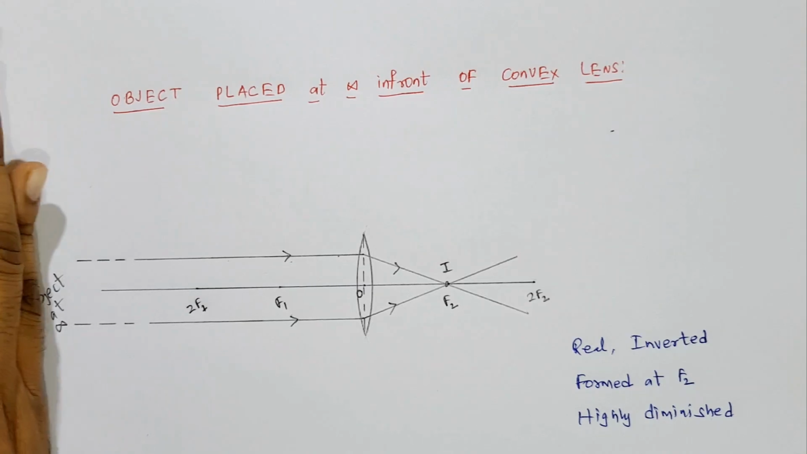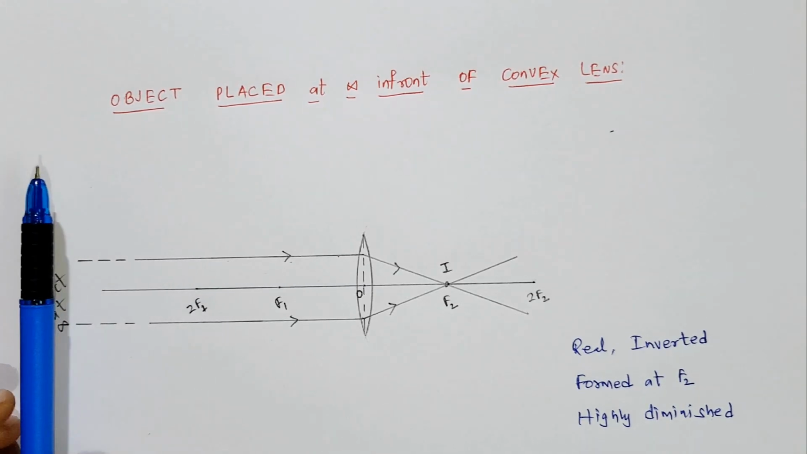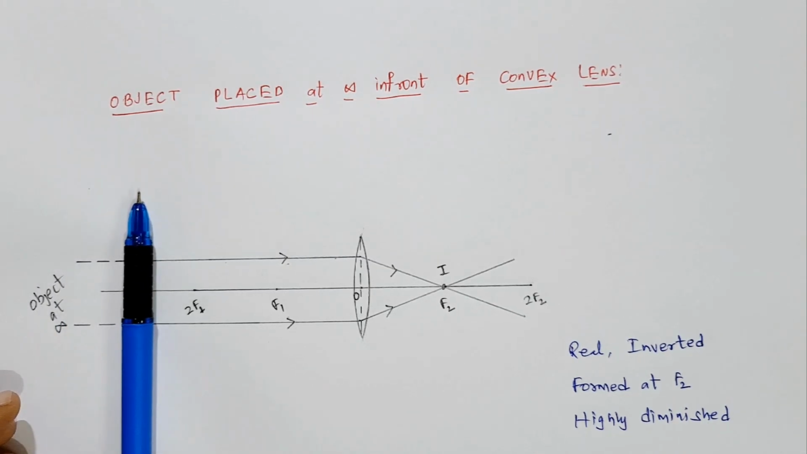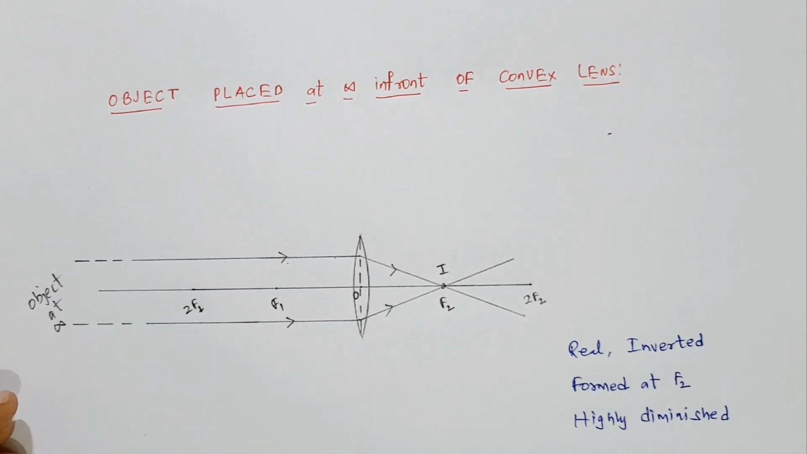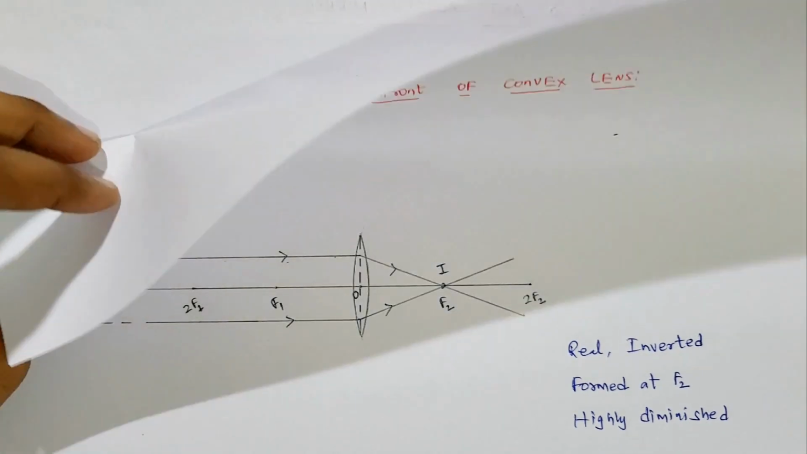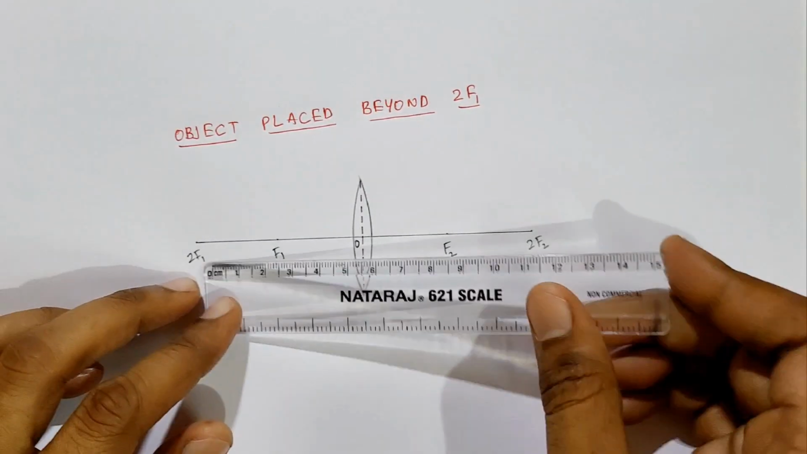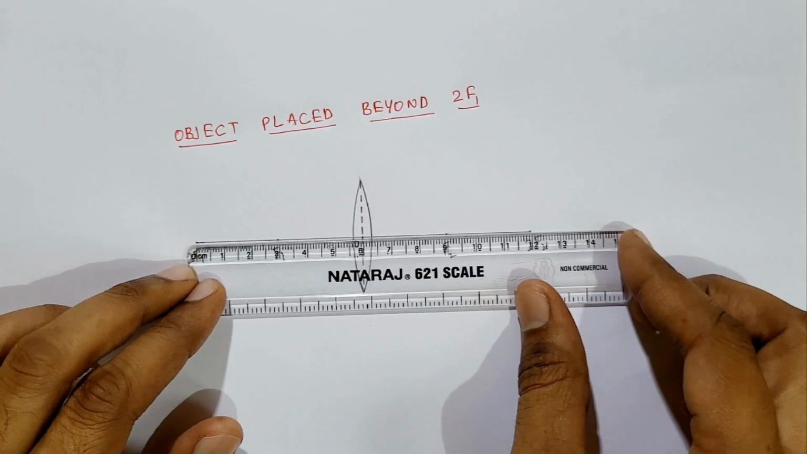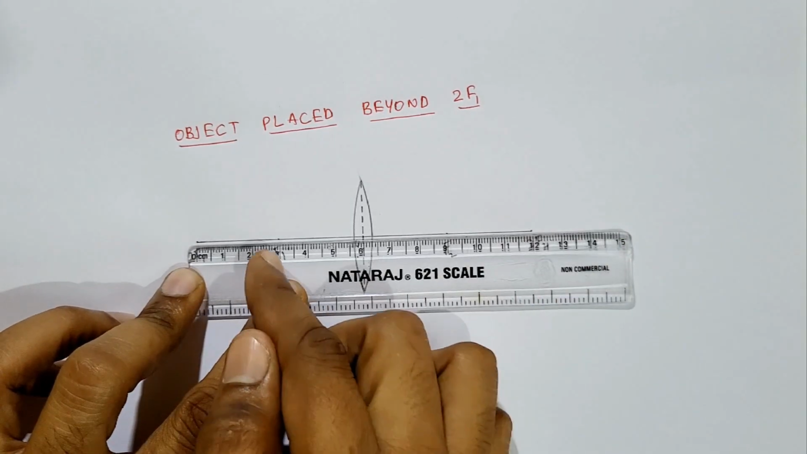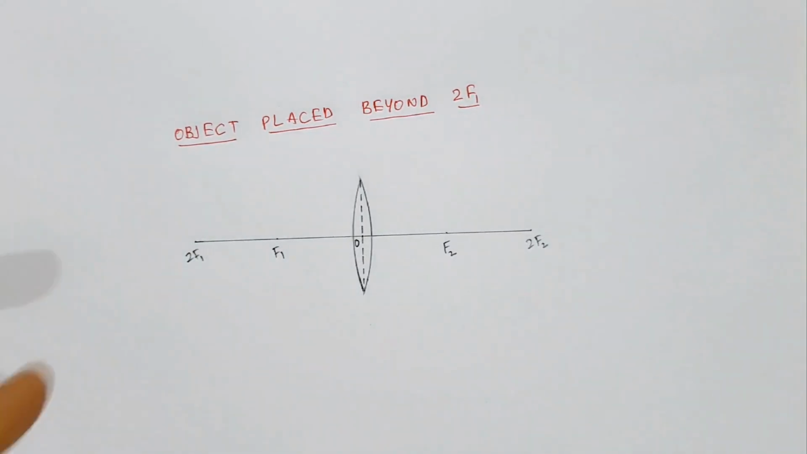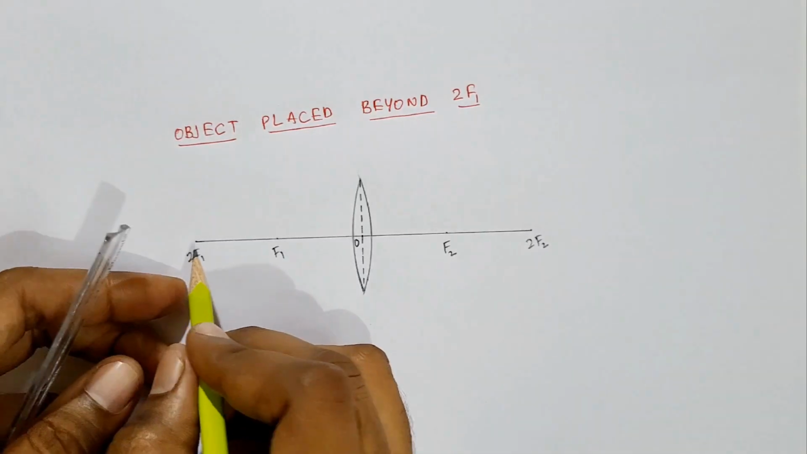So after infinity, what will be the next position? The next position, when we take the object closer to the lens, will be beyond 2f1, correct? So now the next diagram is object placed beyond 2f1. You can verify, I have taken a straight line already of 12 centimeters, and 3 centimeters, 6 centimeters, 9 centimeters, 12 centimeters. I marked the points as f1 and 2f1, f2 and 2f2, and taking 2f1 as center.